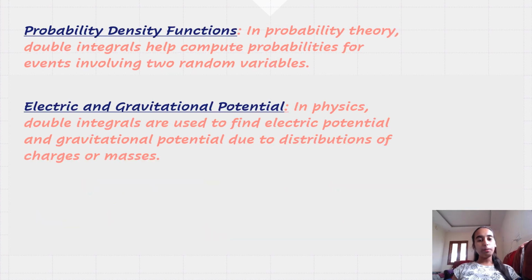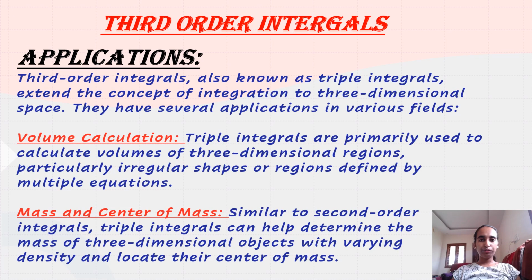And let us see the probability density functions. In probability theory, double integrals help to compute the probabilities for events including two random variables. In electric and gravitational potential, in physics, double integrals are used to find the electric potential and gravitational potential due to distribution of charges or masses. As we learned that first order integrals and second order integrals have been used in various fields, let us move on to the third order integrals.